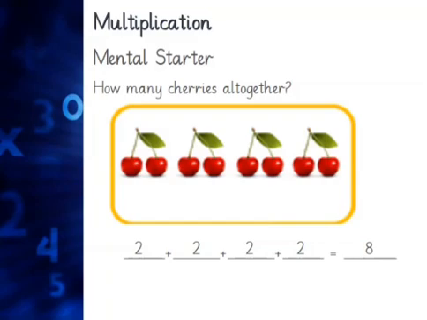Let's come up with the answer. 2 plus 2 plus 2 plus 2 is equal to 8. There are 8 cherries in all. Hope your answer is correct. Good job.